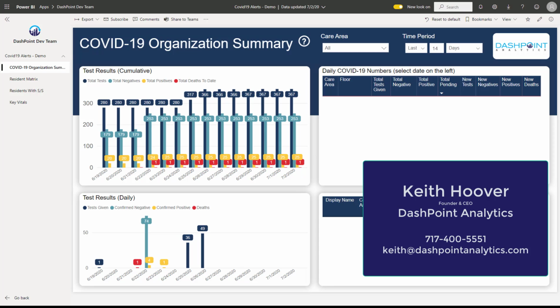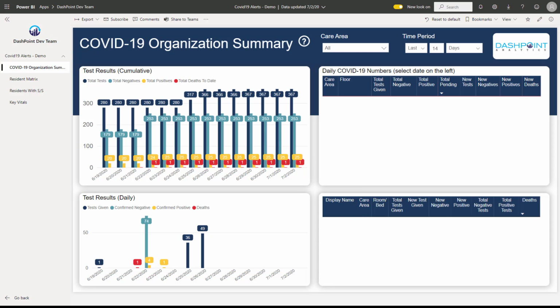Today I'm going to show you one of our latest dashboards designed to keep track of COVID-19 in skilled nursing facilities. This dashboard pulls from your electronic medical record system, and it will assist you in tracking the tests you might be doing across your organization, as well as any signs and symptoms that may be triggered in your electronic medical record system related to COVID-19. So let me just go ahead and dive in.